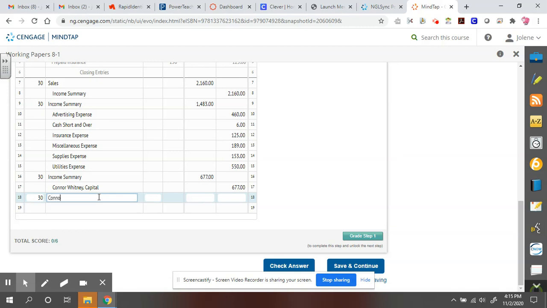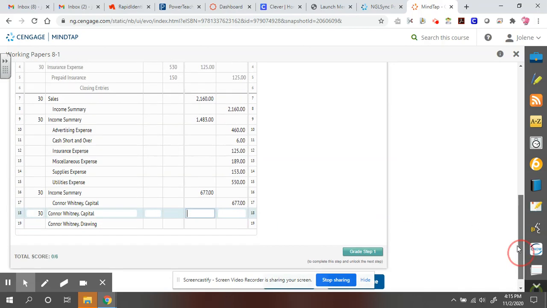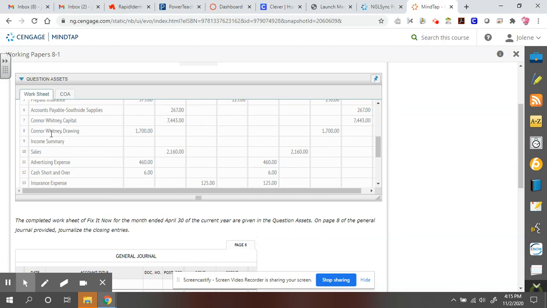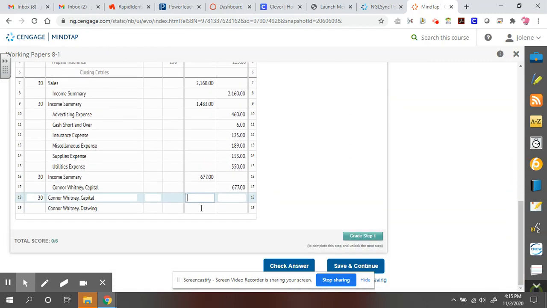So Connor Whitney Capital and Connor Whitney Drawing. And now we have to find out how much Connor took out of the business for the drawing account. And Connor took out $1,700. Come down here with 1,700 and 1,700.